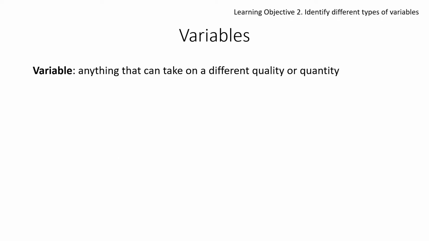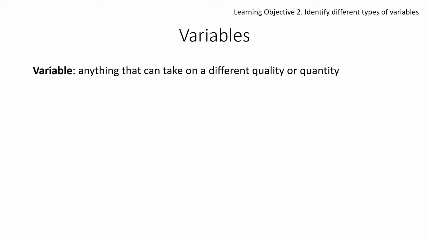Which now gets us to learning objective 2. So it's within that learning objective 1, but learning objective 2 is identify the different types of variables. And you're going to see over the next few slides that there's many different ways to identify different types of variables. So what is a variable first? A variable is anything that can take on a different quality or quantity.